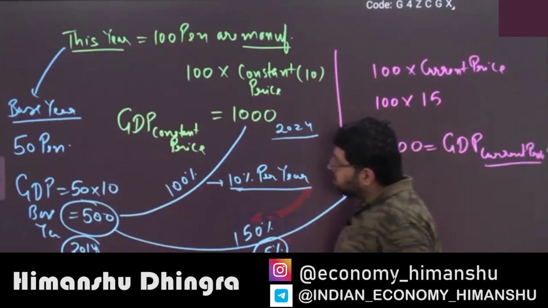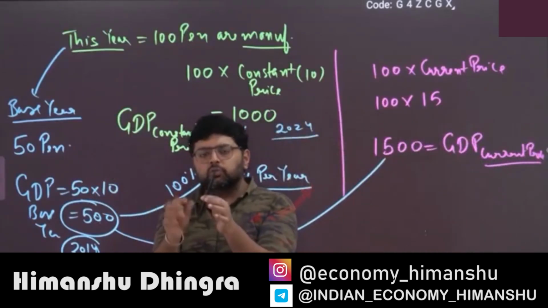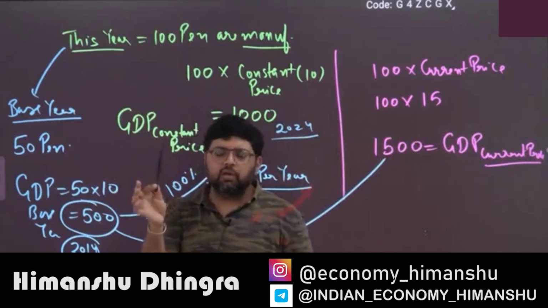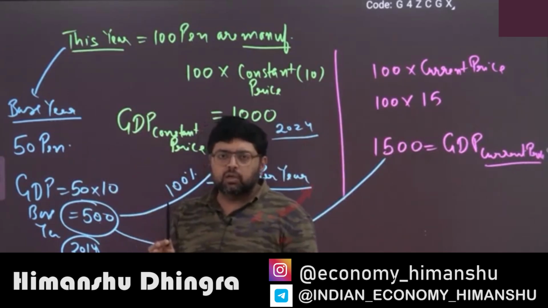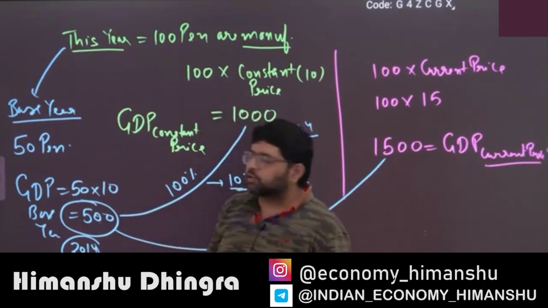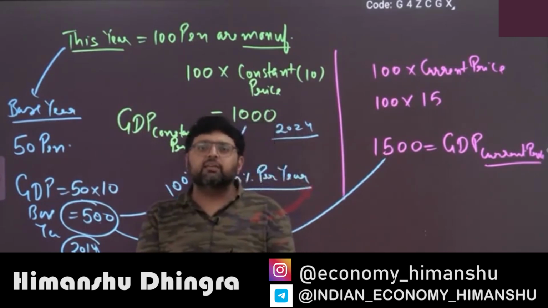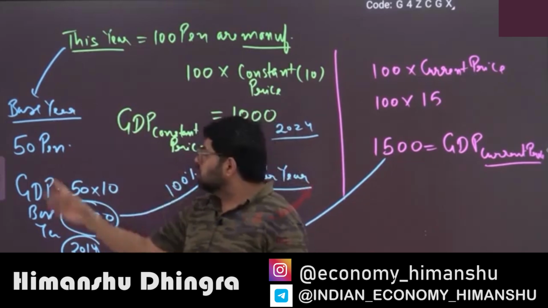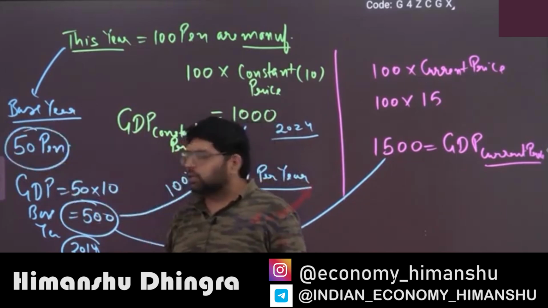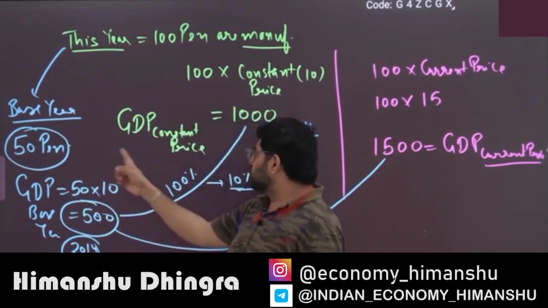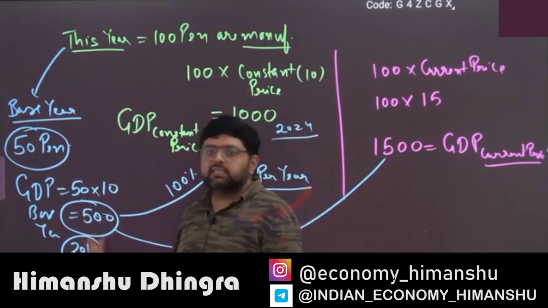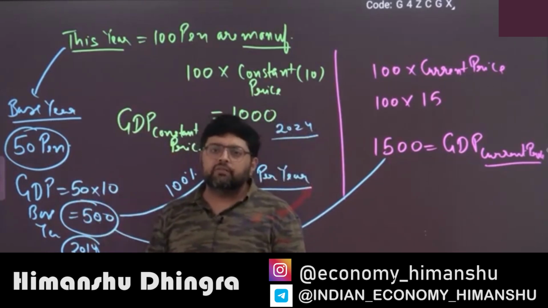year. So in base year, suppose 50 pens are produced. Assume that only this product, only one product, is produced in an economy. You can assume there are many factories producing final goods and services, but for easy understanding, we assume only one product is produced. So in base year, 50 pens are produced, and the price of this pen is 10 rupees. So we can say that GDP in base year is 500 rupees.